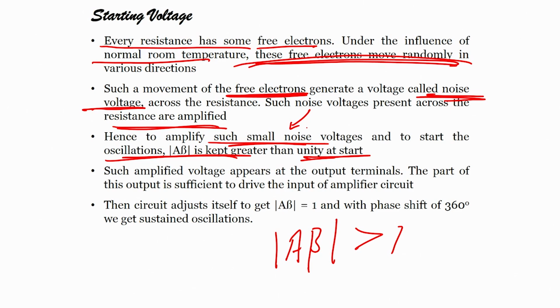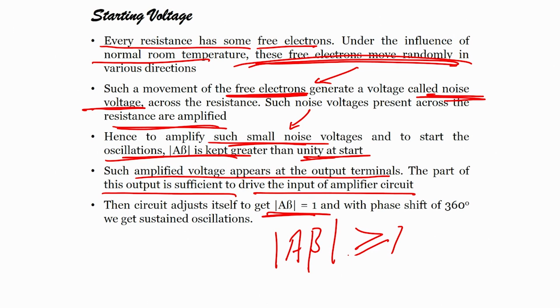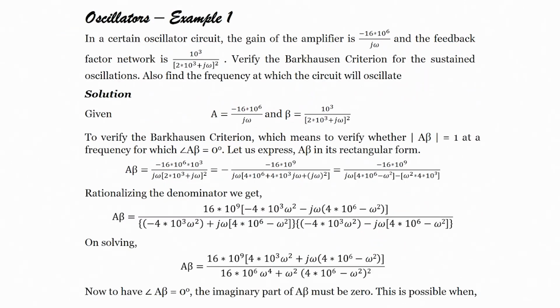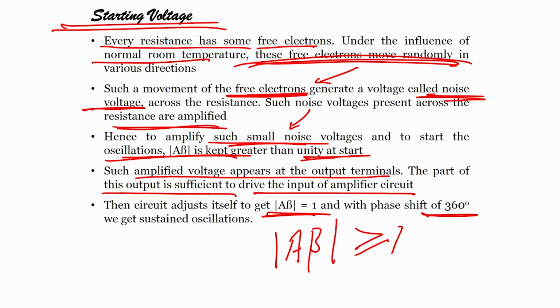Small noise voltage generates from where? It generates from the free electrons that are present in the resistance and that are moving randomly in various directions at normal room temperature. Easy. Now, once we start the amplification, such amplified voltage appears at the output terminals. The part of the output is sufficient to drive the input of the amplifier circuit, then the circuit adjusts itself to A beta equal to 1 and the phase shift is 360 degrees or 0 degrees. So, we can get sustained oscillations, all right. So, this is how the starting voltage is there when we use an oscillator circuit.